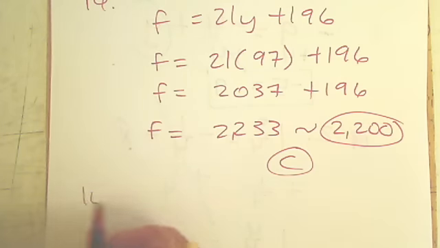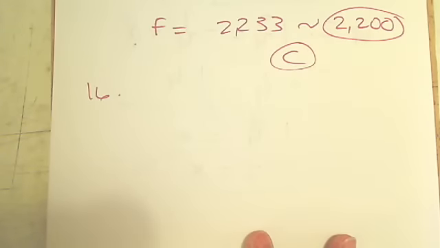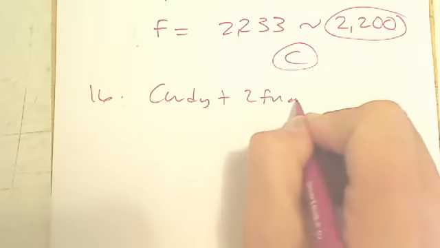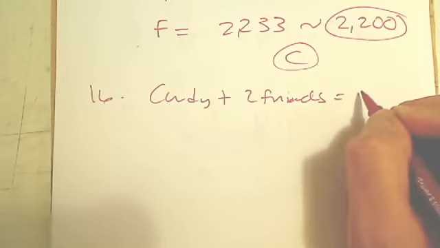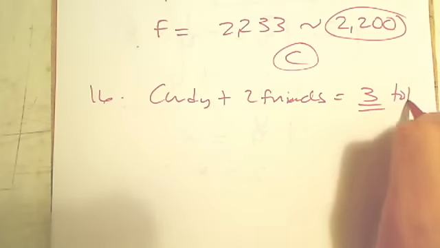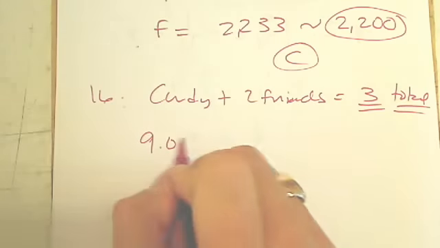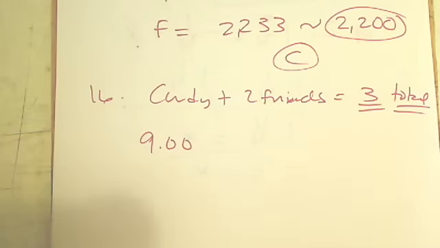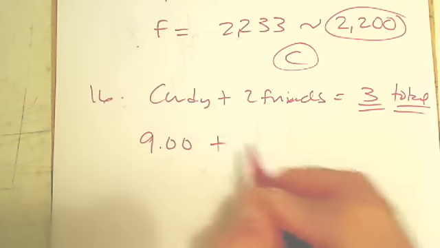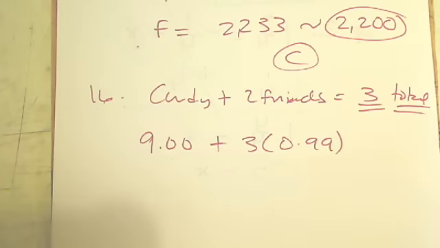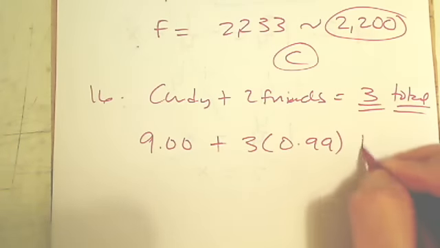Number 16. Cindy and two friends. How many people is that total? 3 total. Keep that in mind. They ordered a pizza for $9 and 3 drinks, 99 cents each, plus 3 times 99 cents. And a salad, 1 salad for $1.50.